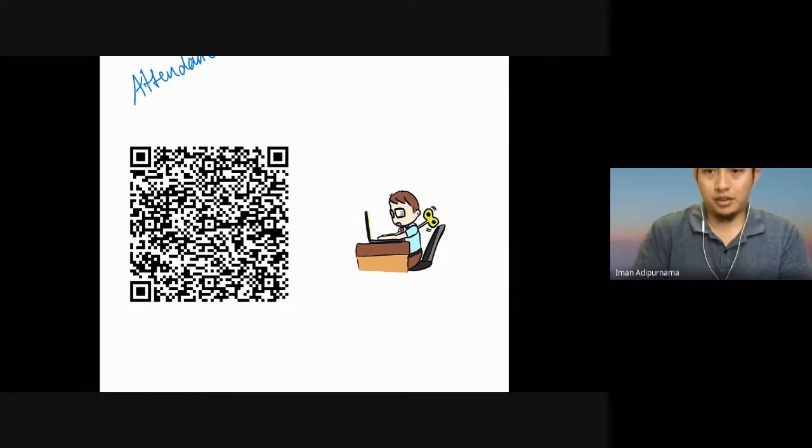Okay, I believe you guys already scanned the QR code.